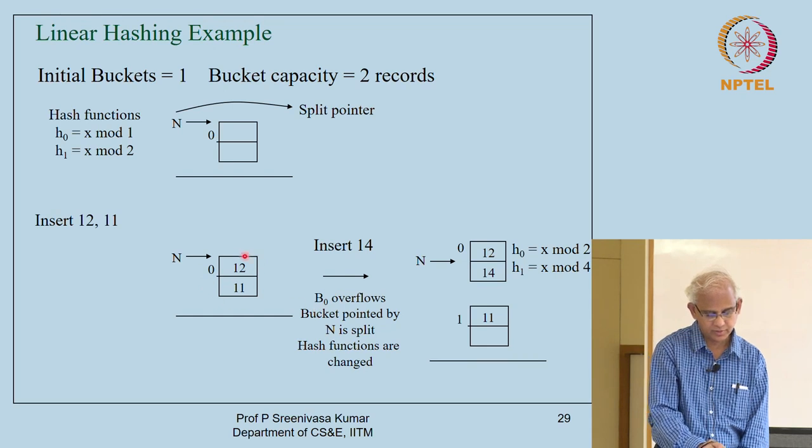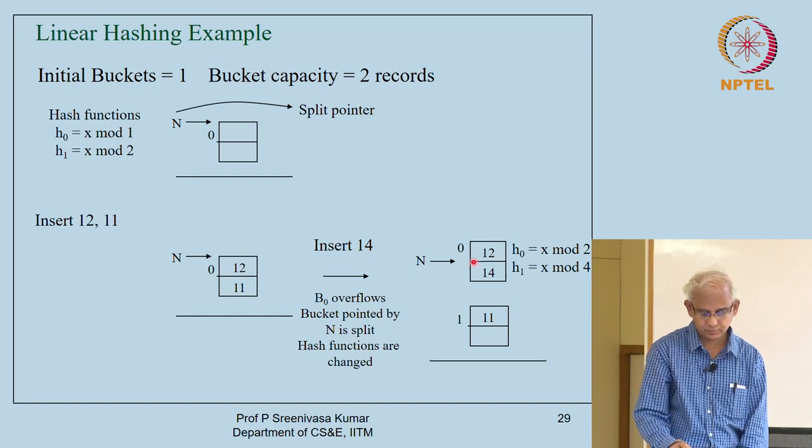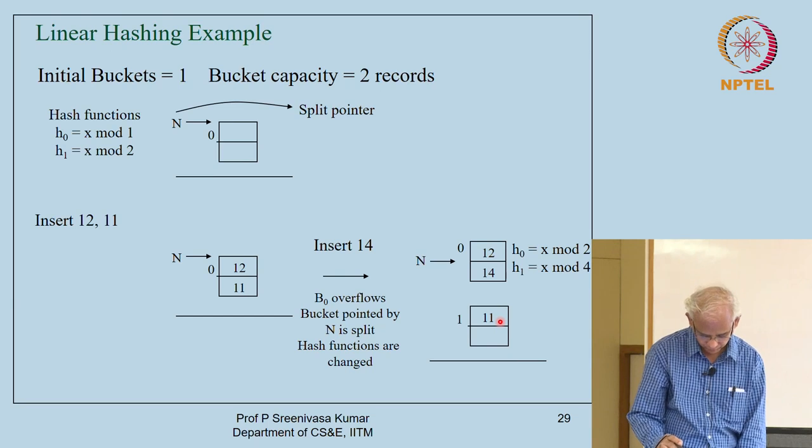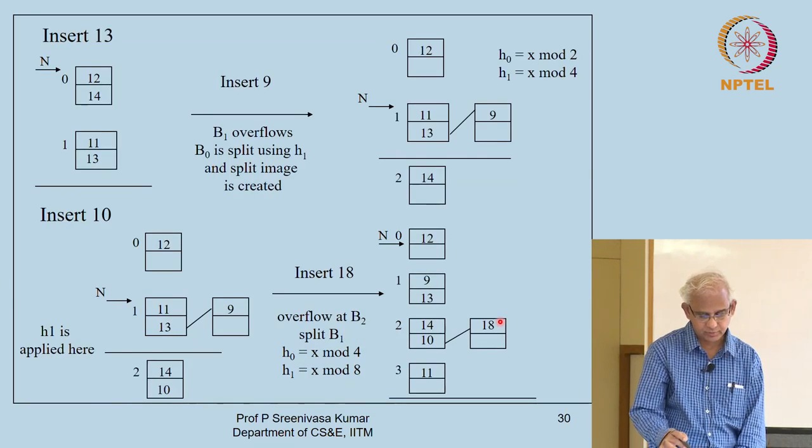This place has no more space, so it has to be split, and so now you have to use h_1. The bucket n has to be split, which is like this, and now you use x mod 2 and x mod 4. Because x mod 4 for this one gives 1, when you consider mod 4, it will go to the new bucket. Okay. So, you can follow this example and understand linear hashing.